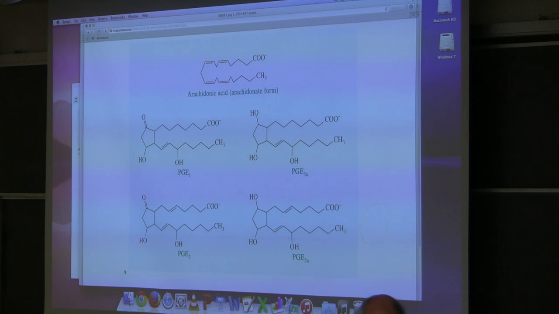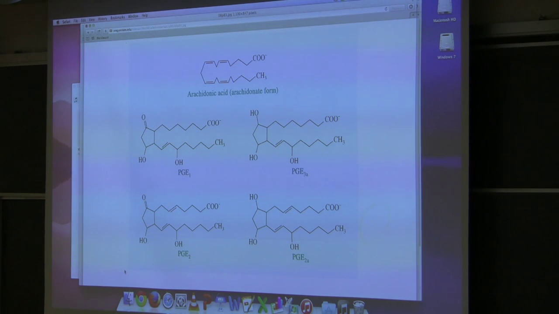Arachidonic acid is shown at the very top, and various prostaglandins are shown beneath it. They have different names, PGE2 and all these various things. To go from arachidonic acid to one of these compounds, you have to make a bond to make that five-membered ring. You see there's no bond up there like that. The other thing you have to do is put some oxygens on there, so you see oxygens placed in various places on the side chain. Those oxygens and that bond being made give rise to the name of the enzyme that does this.